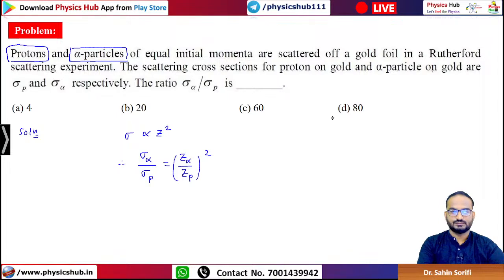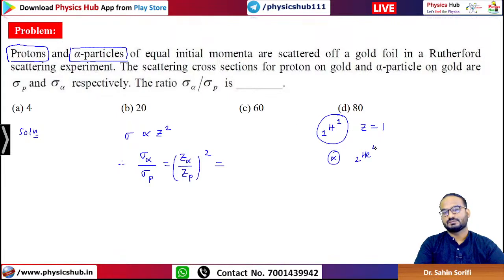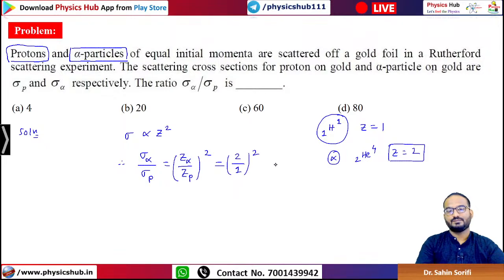What is proton? Proton means 1H1. What is the Z value here? 1. And alpha, what is alpha? Alpha is 2He4. What is the Z value? 2. So 2 by 1 squared, that is 4. That is the answer actually.